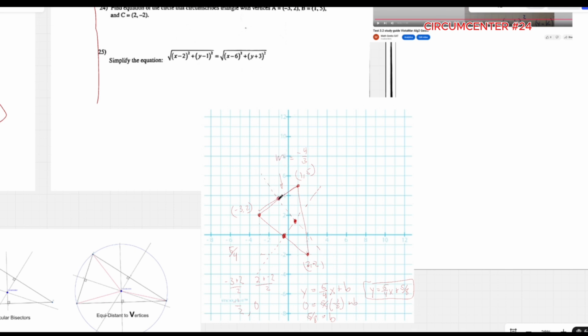Now I need the midpoint. It's the average of the x's. So -2/2 is -1. And the average of the y's, 2 plus 5/2, 7/2, another fraction. I'm going to turn it into a decimal. So I've got a slope and a point. Then I'll plug in my point.